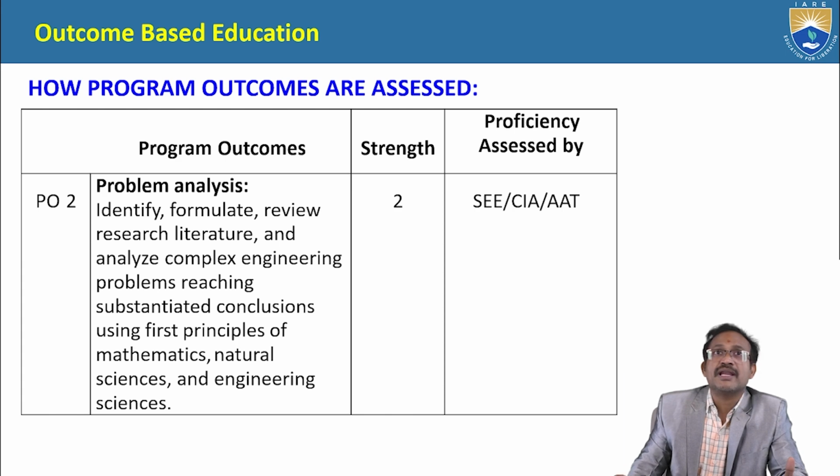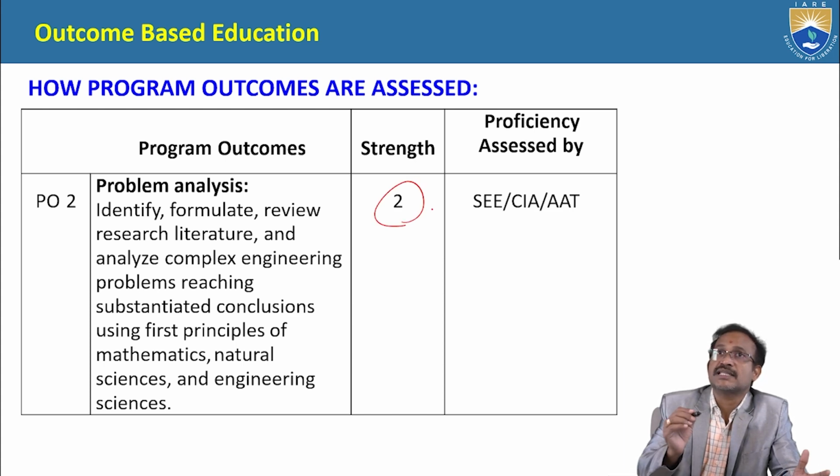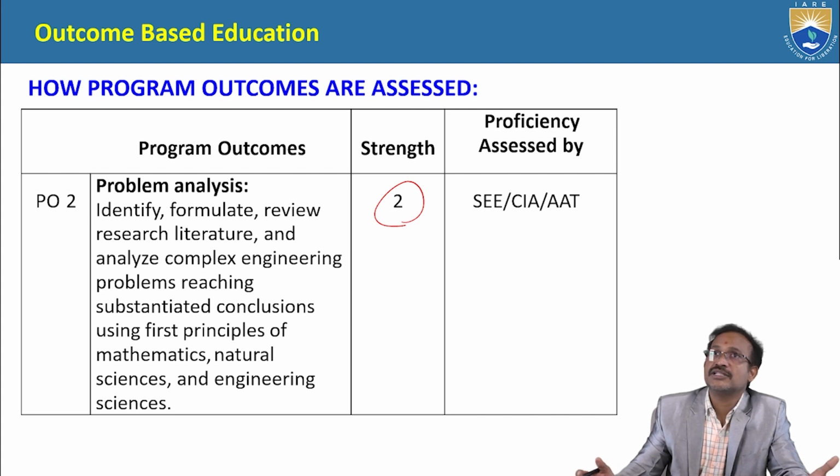Similarly, for problem analysis, that is program outcome 2, the number of key parameters associated to this problem analysis is moderate. So the strength is 2. The strength is high, 3. The strength is moderate, 2. The strength is less, 1. If there is no relation between the course and the program outcome, then there is no strength.